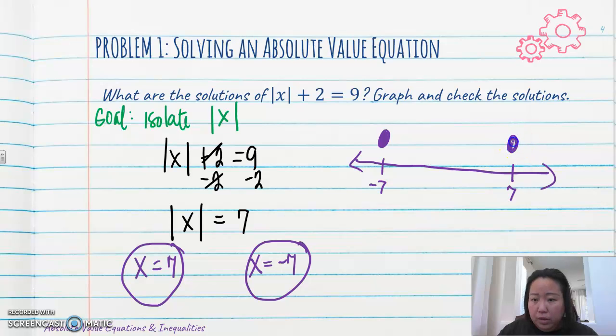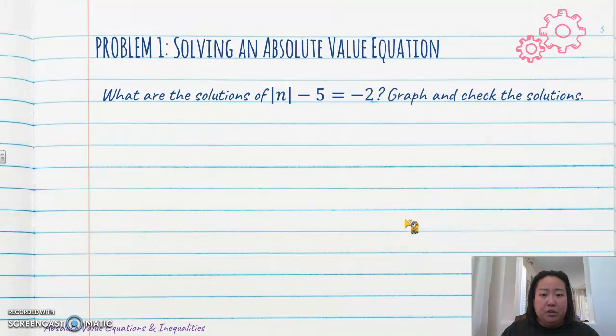On those two, we are not putting any arrows because this is not an inequality, okay? So those are our solutions. So why don't you try this next example on your own? Find the value of n.